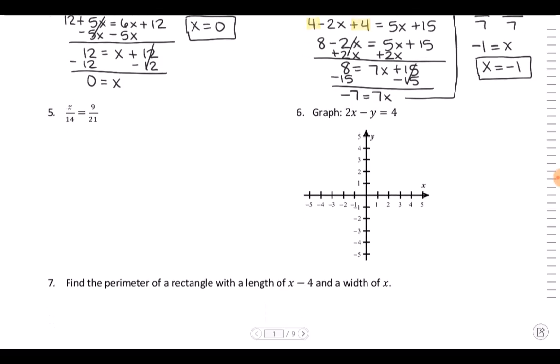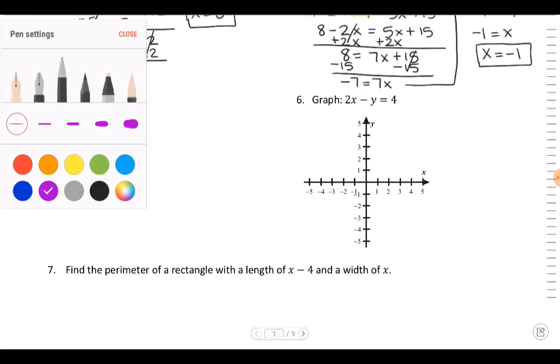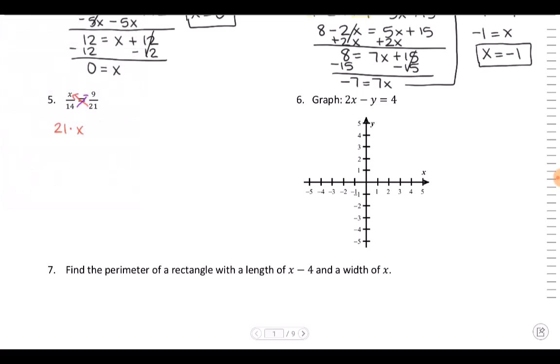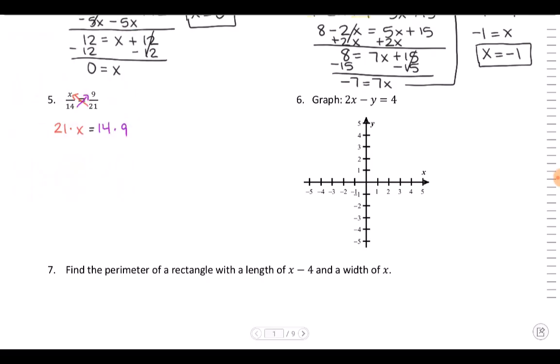Number 5, we have a proportion here. And when we have a proportion like this, the easiest way to work this is to cross multiply. So I'm going to take my 21 here and multiply it up here times the x. So 21 times x. And then on the other side, I'm going to take my 14 and multiply it by the 9. So I have 14 multiplied by 9. And of course, I still have my equal sign in the middle.